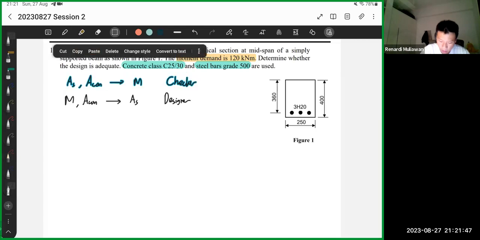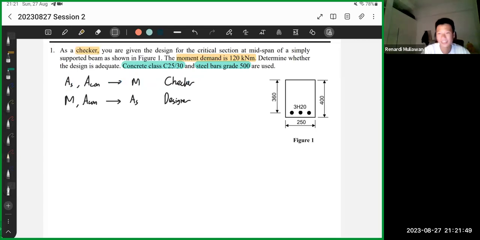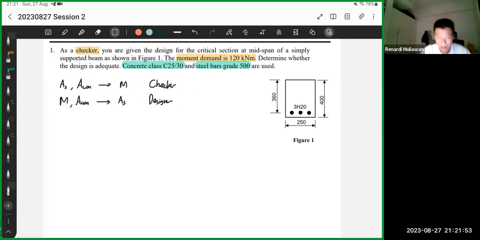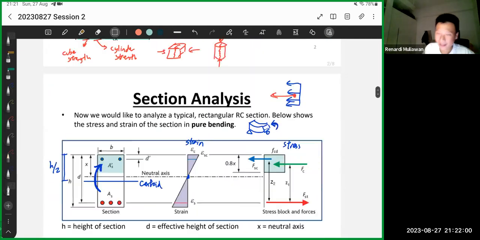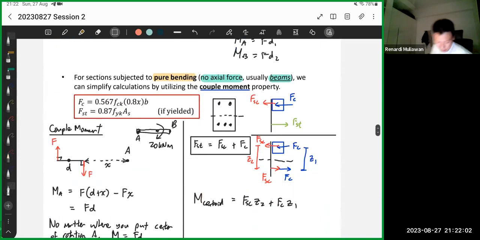Today we're going to do checker only because designer is even easier. It's just follow the steps, legit, just follow the steps. We do checker because checker has a lot more theory. All this is checker. So let's start.